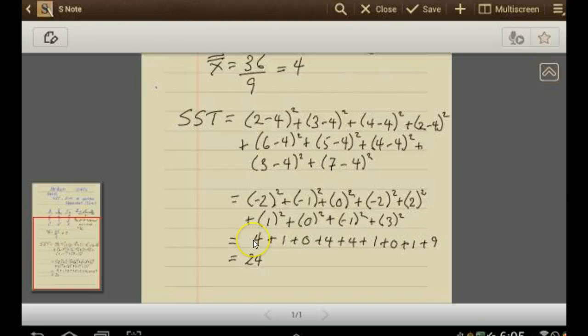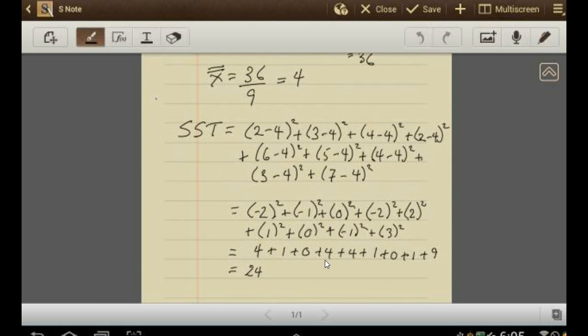So we end up getting minus 2 squared plus minus 1 squared plus 0 squared plus minus 2 squared plus 2 squared plus 1 squared plus 0 squared plus minus 1 squared plus 3 squared, and so we end up with 4 plus 1 plus 0 plus 4 plus 4 plus 1 plus 0 plus 1 plus 9. So we have 4 and 1 is 5, and 4 is 9, and 4 is 13, and 1 is 14, and 1 is 15, and 9 is 24. So our sum of squares total is 24. SST is 24, and that's our first one.